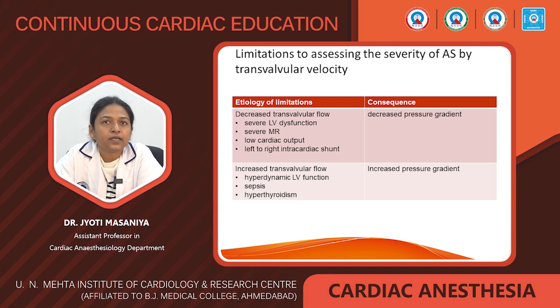There are certain limitations to assessing the severity of AS by transvalvular velocity. Any condition which can reduce the transvalvular flow, such as severe LV dysfunction, severe MR, low cardiac output, or left to right endocardial shunt, will reduce the pressure gradient. And any condition which increases the transvalvular flow, such as hyperdynamic LV, sepsis, or hypothyroidism, will increase the pressure gradient.